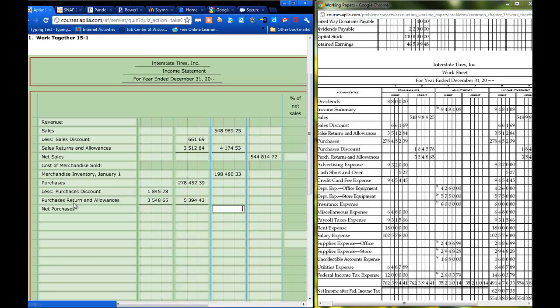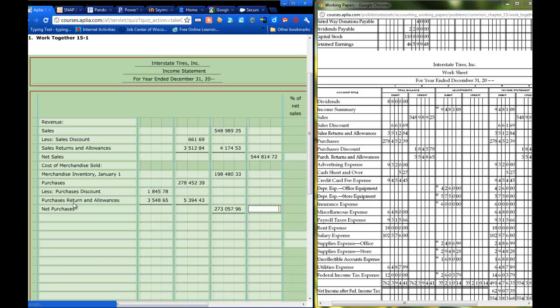So I'm going to subtract the 5,000 from the 278, and that's going to give me $273,057.96, and that will go in the third column. So for this whole year, the total value of product that the business bought is this $273,057.96. We did all of this math here to figure out the value of additional products that we bought.